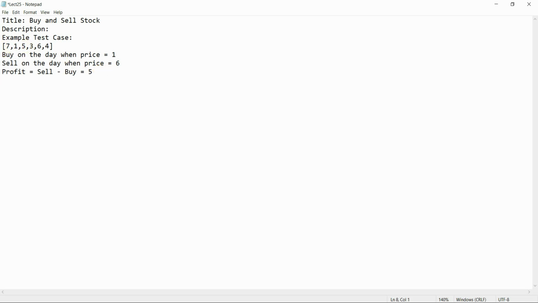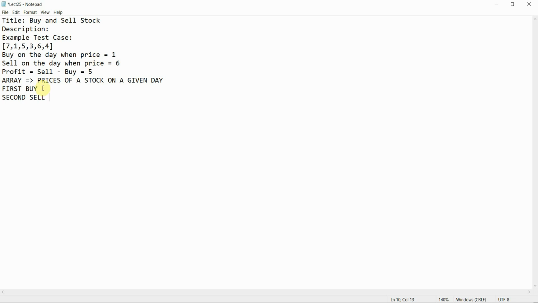The array has the prices of a stock on a given day. Then you need to sell. First you need to buy, first buy, and then, second, sell.